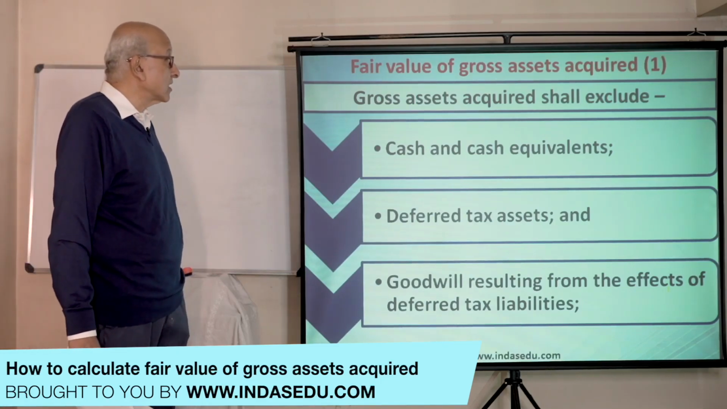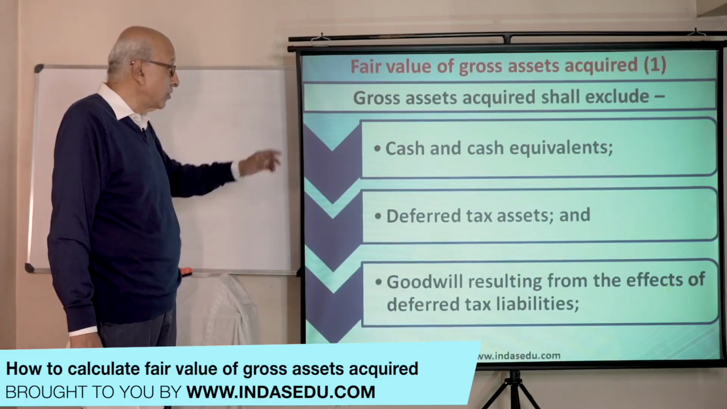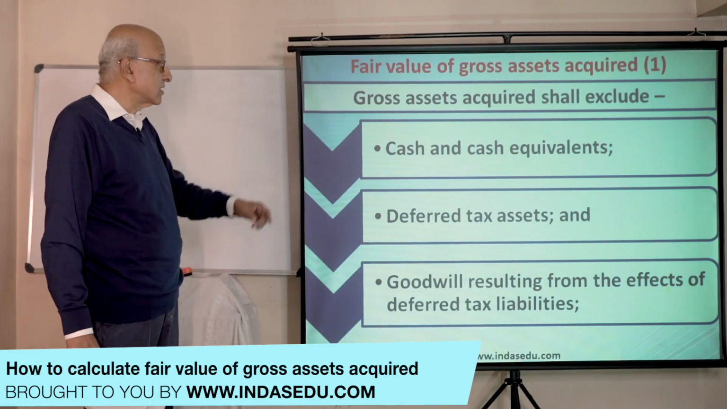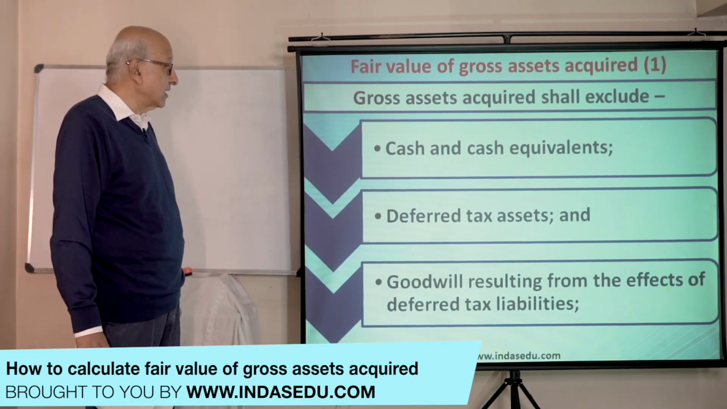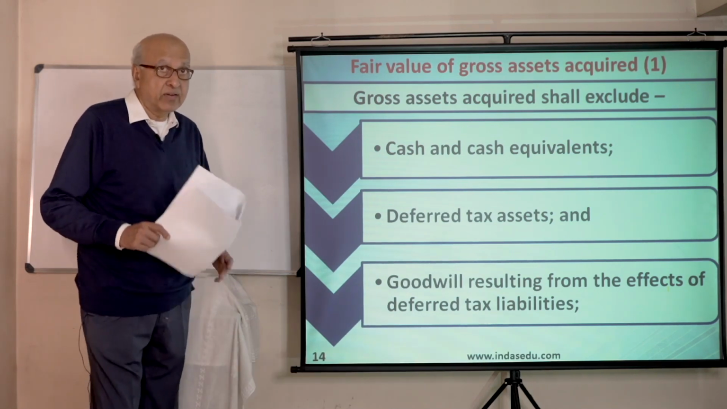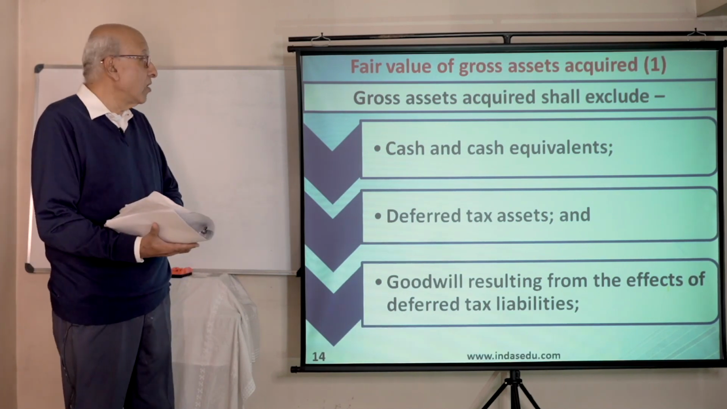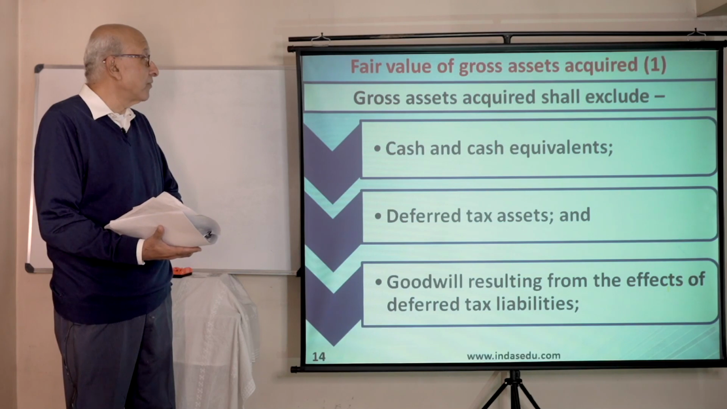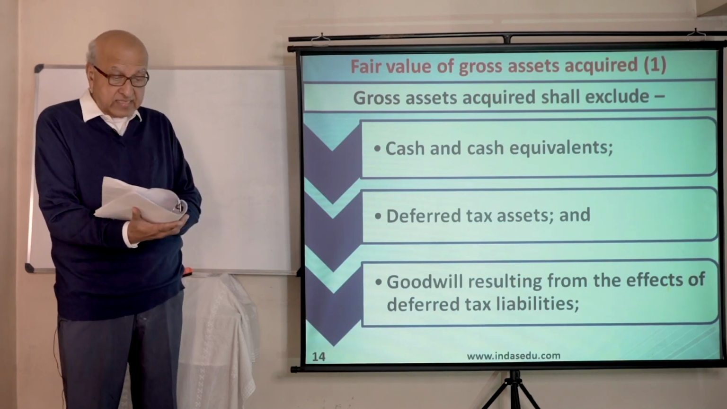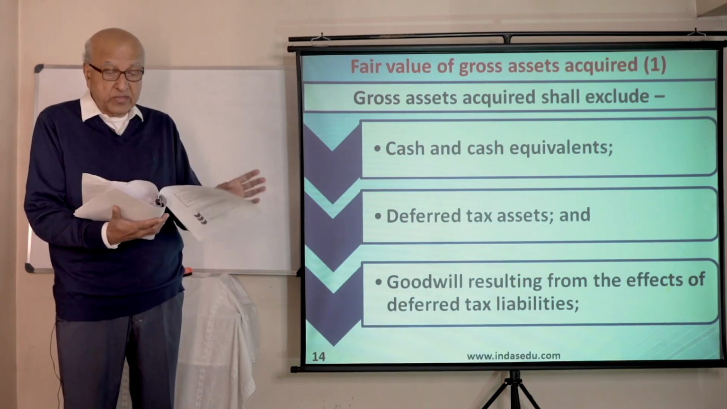Fair value of gross assets acquired shall exclude three things. One is cash and cash equivalent, second thing is deferred tax assets, and goodwill resulting from the effects of deferred tax liabilities. These are the three things to be excluded while calculating the fair value of gross assets acquired. Now, what are the reasons for these three?